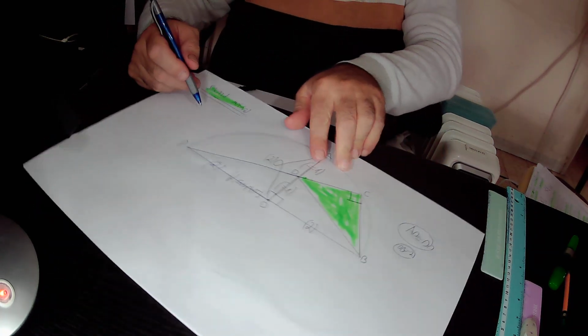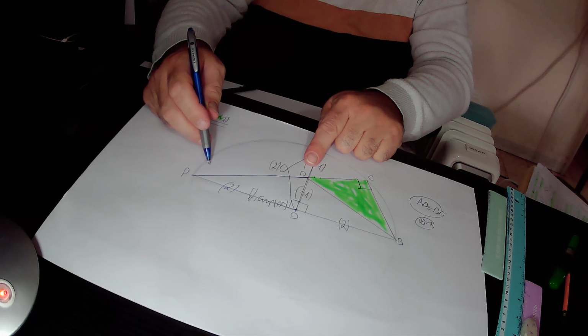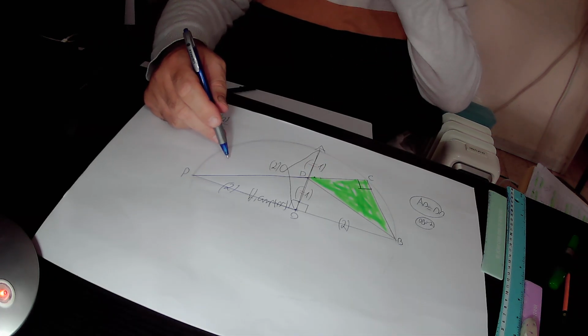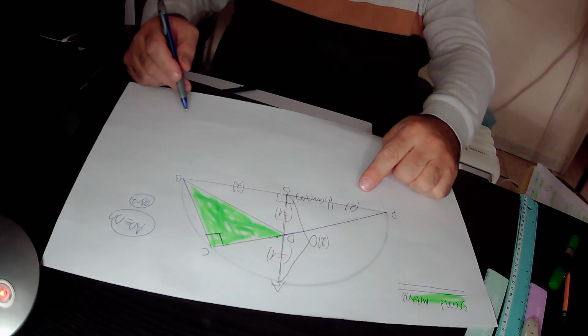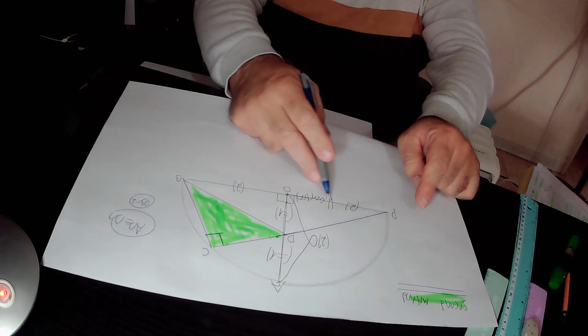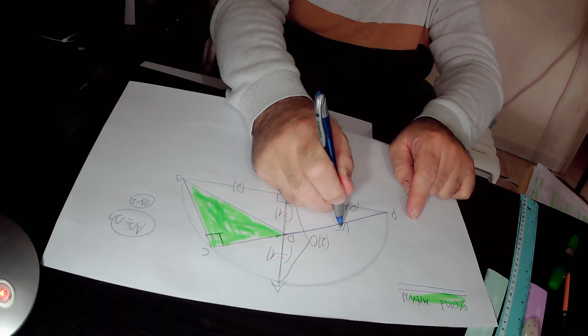According to the Pythagoras theorem, the hypotenuse PD must be equal to the square root of 5 units in length. Because we have two perpendicular sides, 2 and 1, the hypotenuse, according to the Pythagoras theorem, must be equal to the square root of 5 units in length.